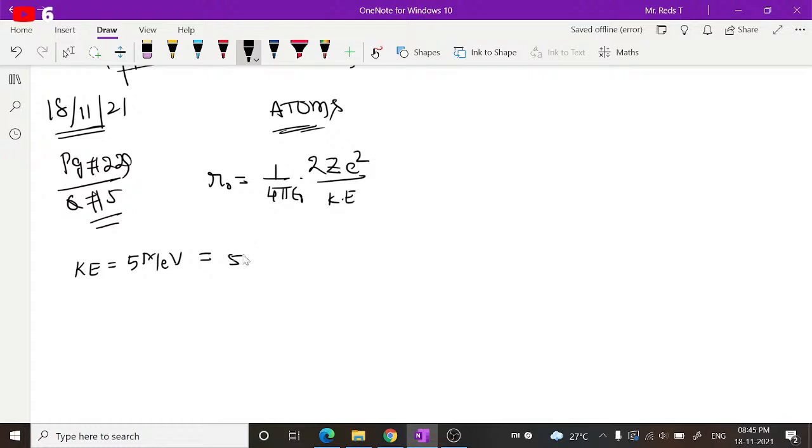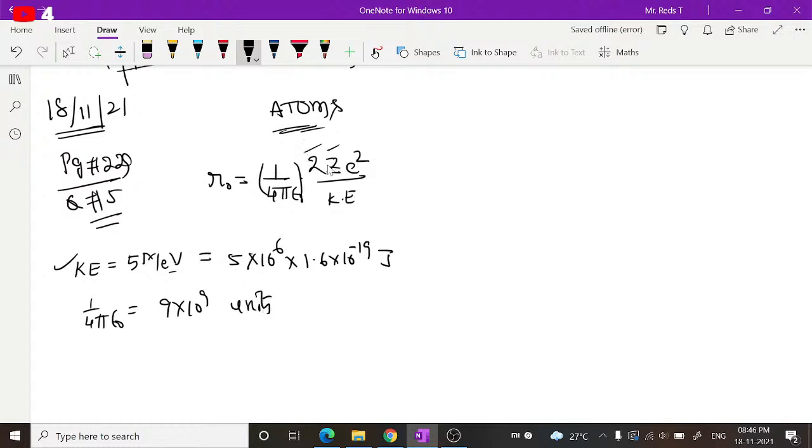So kinetic energy also should be in SI units. The SI unit of energy is joule, not electron volt. So here 5 MeV, mega means 10 to the power 6, and 1 electron volt is equal to 1.6 into 10 to the power minus 19 joule. This is the kinetic energy. Whereas 1 by 4 pi epsilon naught is a constant, equal to 9 into 10 to the power 9 units.